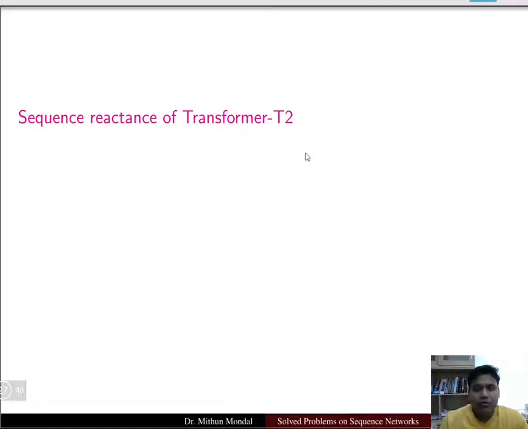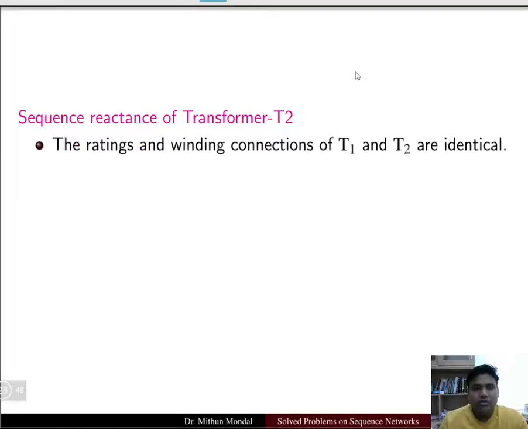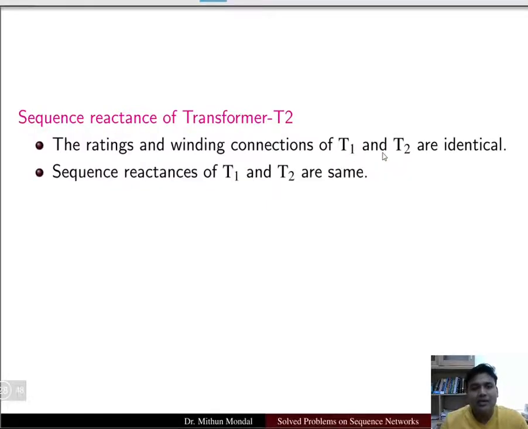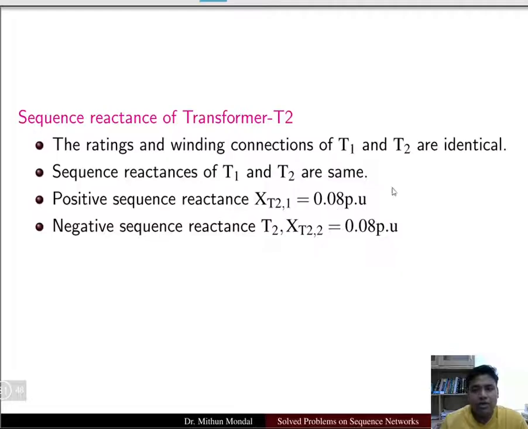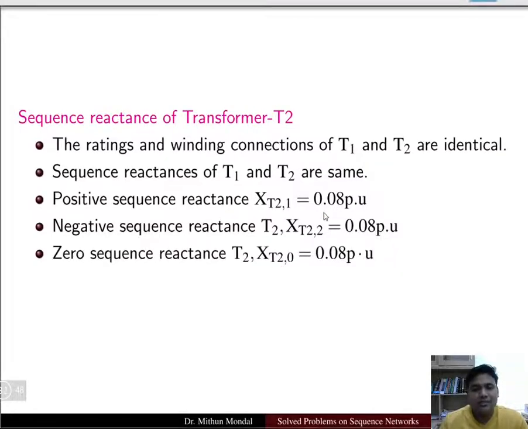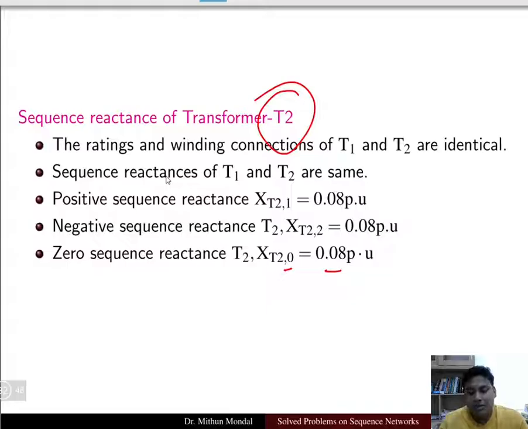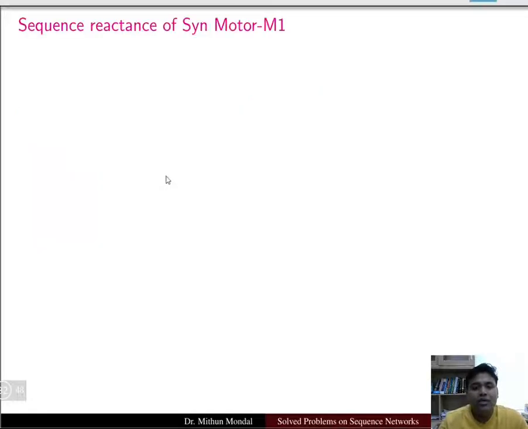Now we will obtain the values for transformer T2. The rating and winding connection of transformers T1 and T2 are identical, so the sequence reactances of T1 and T2 will be the same. The positive sequence reactance is 0.08, which we have already seen, and the negative sequence reactance is always equal to the positive sequence reactance. The zero sequence reactance is also equal. So in this way the transformer T1 and transformer T2 values will be equal.